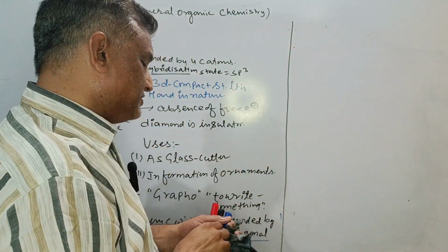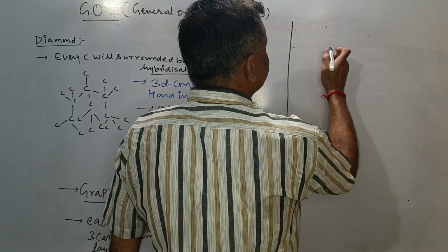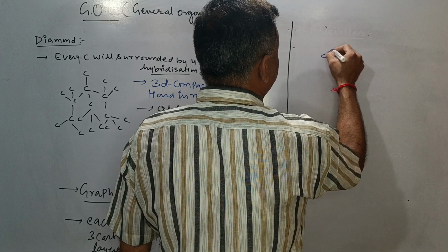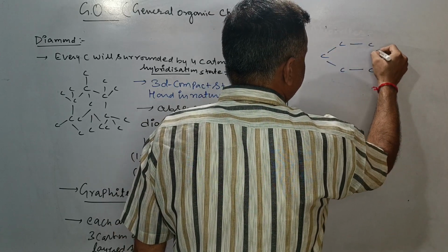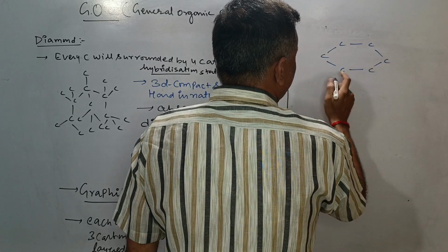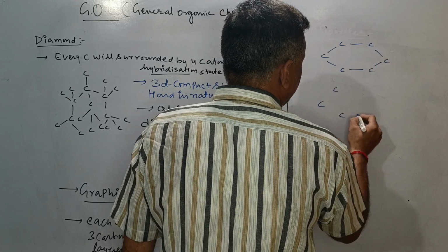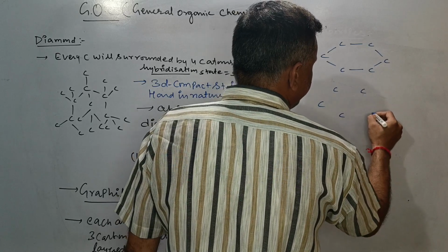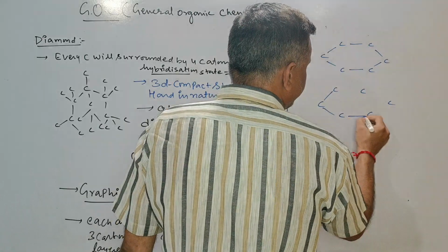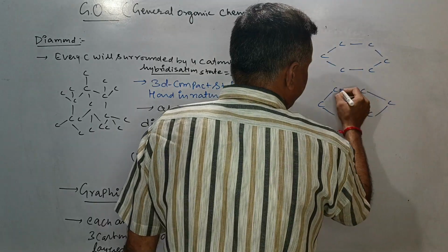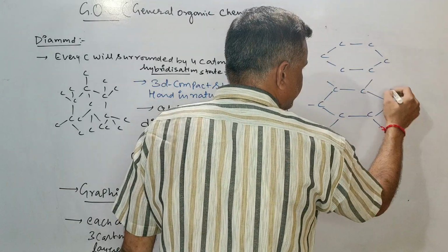If we go with the structure of graphite, then you can take it as follows. Each and every carbon will be surrounded by 3 carbon atoms and forms a hexagonal layered structure. This is the hexagonal layered structure. This is another hexagon. You can see each and every carbon is surrounded by 3 carbon atoms as follows.